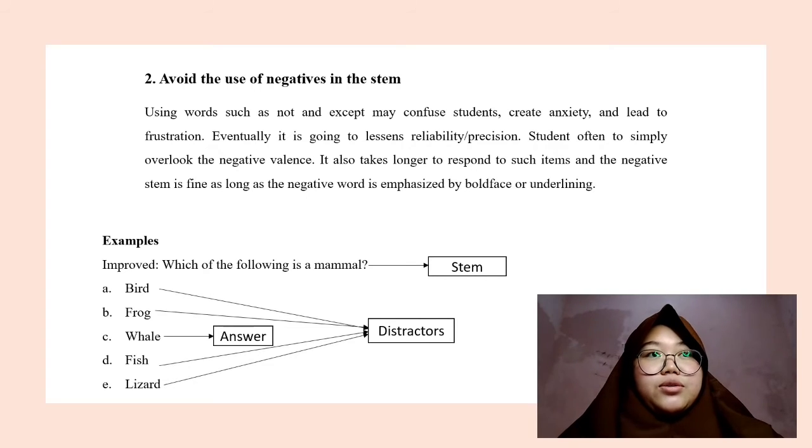For example, which of the following is a mammal? This is a stem, and the correct answer is C, while the other answers A, B, D, E are the distractors of the stem.